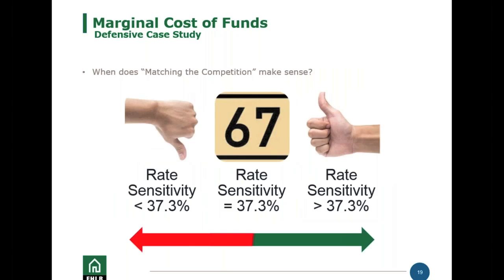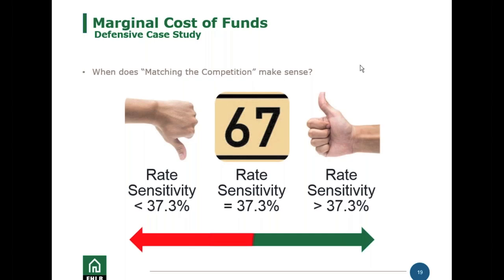Given the current assumptions, standing pat or holding the line at 1% results in a 67 basis points marginal cost as you replace your rate-sensitive deposits of $4 million with an FHLB advance priced at 167. But when would it make sense to match the competition and pay up to 125? Well, if the rate sensitivity of your deposits at risk is 37.3% or higher, it makes more sense to pay up and match the competition and pay the 125 than it is to borrow from the FHLB at 167.